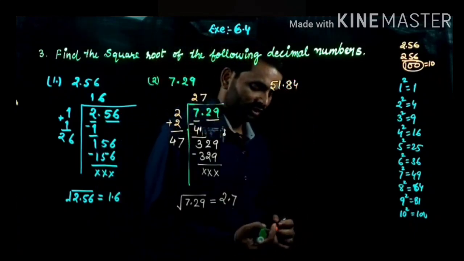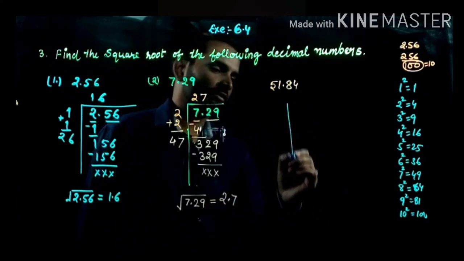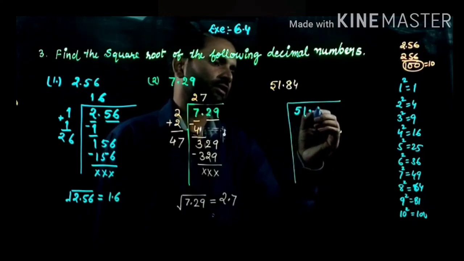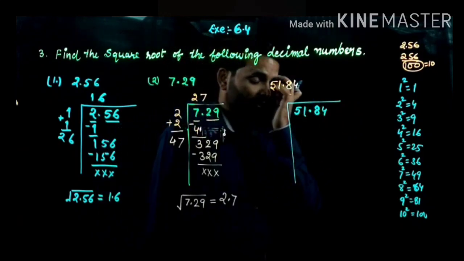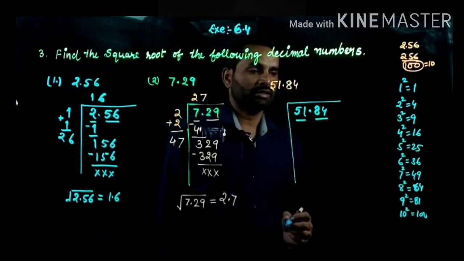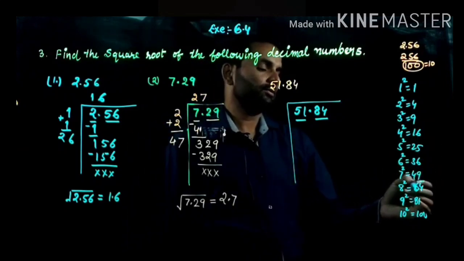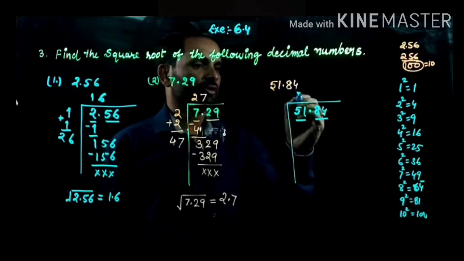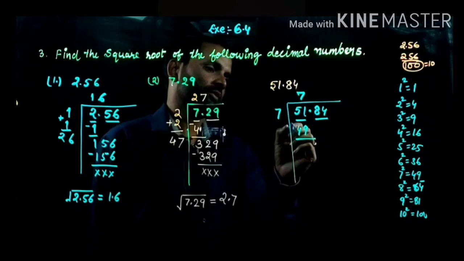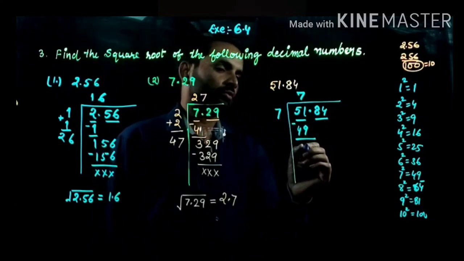The next number is 51.84. 51.84 is the number. Again you draw a line and write 51.84. The first pair is 84 and the second pair is 51. That 51 will come between 7 and 8. So the smallest number is 7, 7 7 is 49. 51 minus 49 is equal to 2.